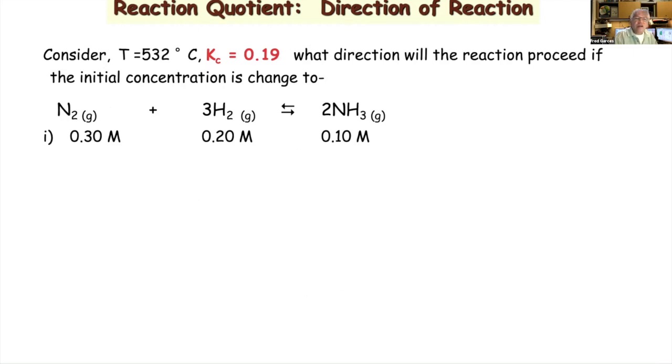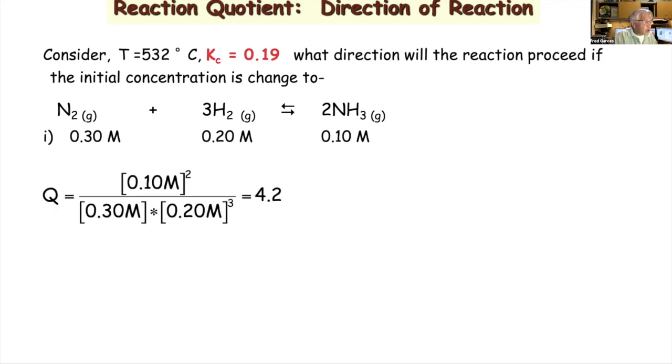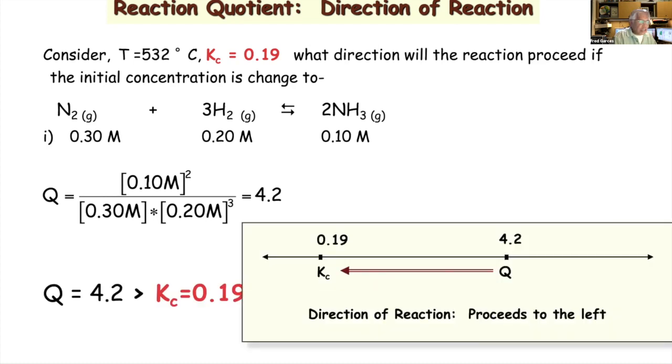So these are the concentrations under non-equilibrium conditions. All we've got to do is put this into the mass action expression, products over reactant, and you can see that this value is greater than K equilibrium. Therefore, the reaction is not going to form more ammonia. It's actually going to form more nitrogen and hydrogen. The reaction is going to proceed in the reverse direction because Q now is greater than K equilibrium.